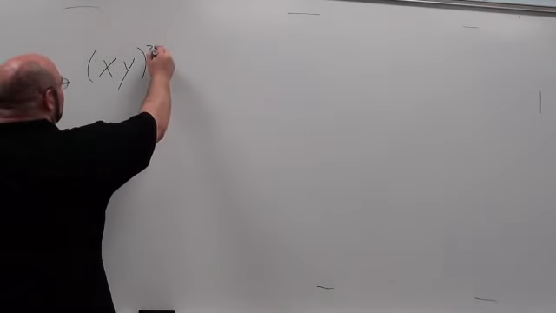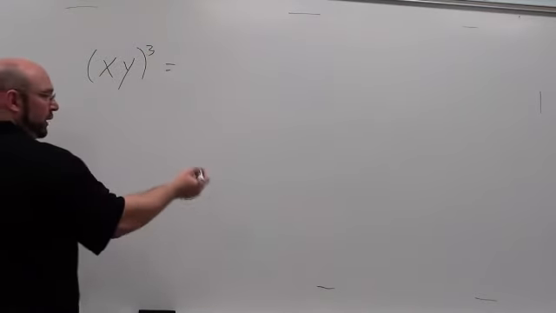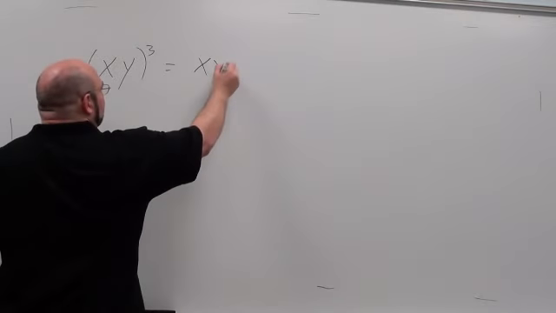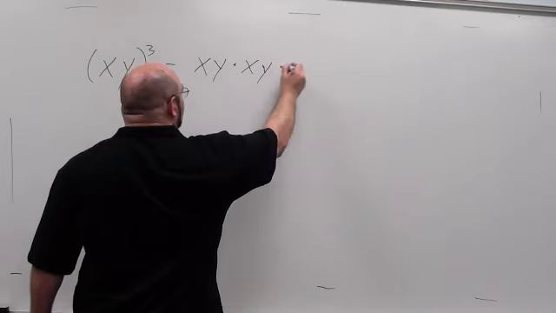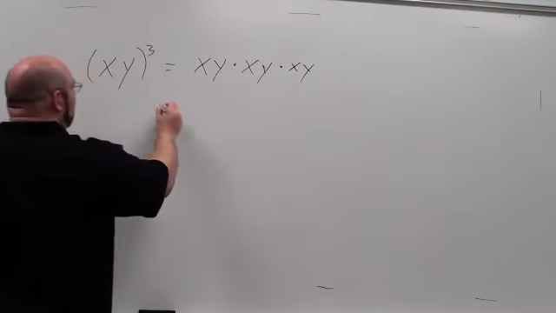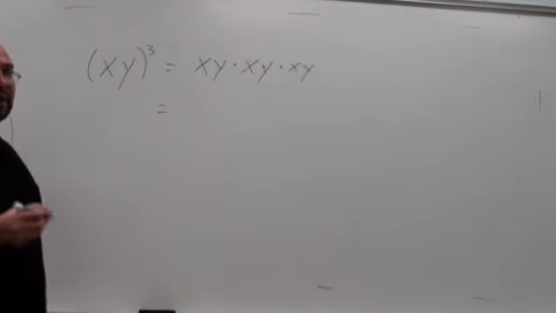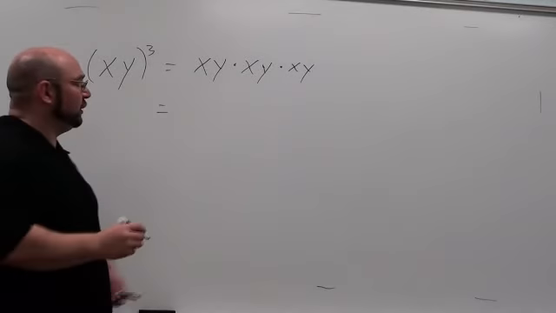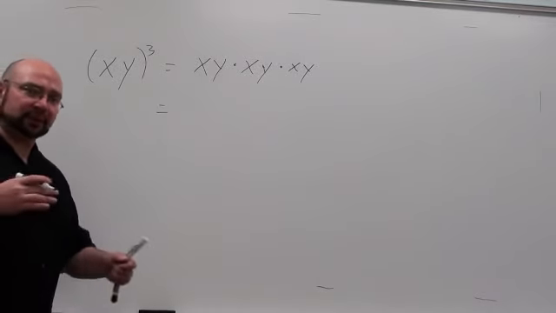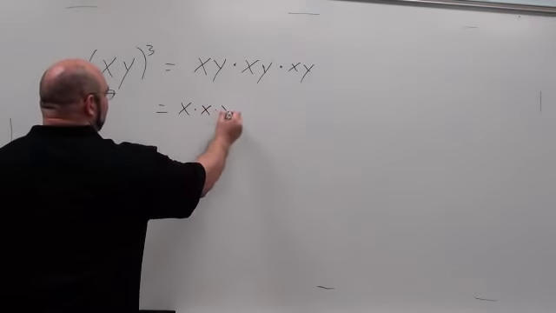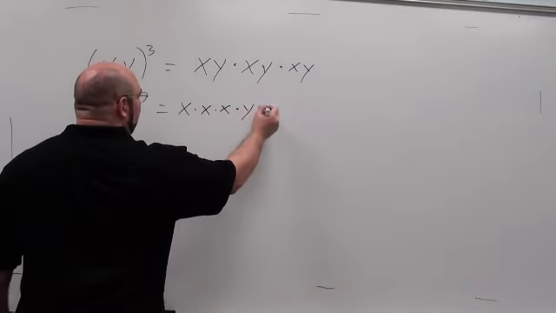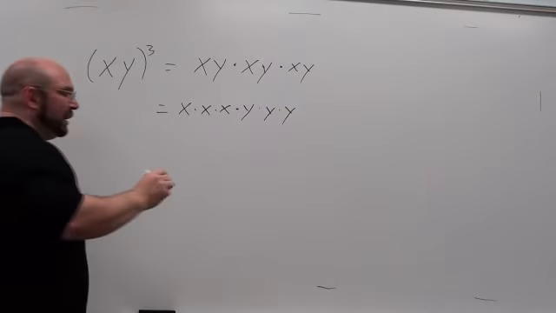Let's make this xy cubed. Xy cubed means x times y times x times y times x times y. We know that multiplication is commutative, so it doesn't matter what order you have. So this is basically x times x times x times y times y times y.